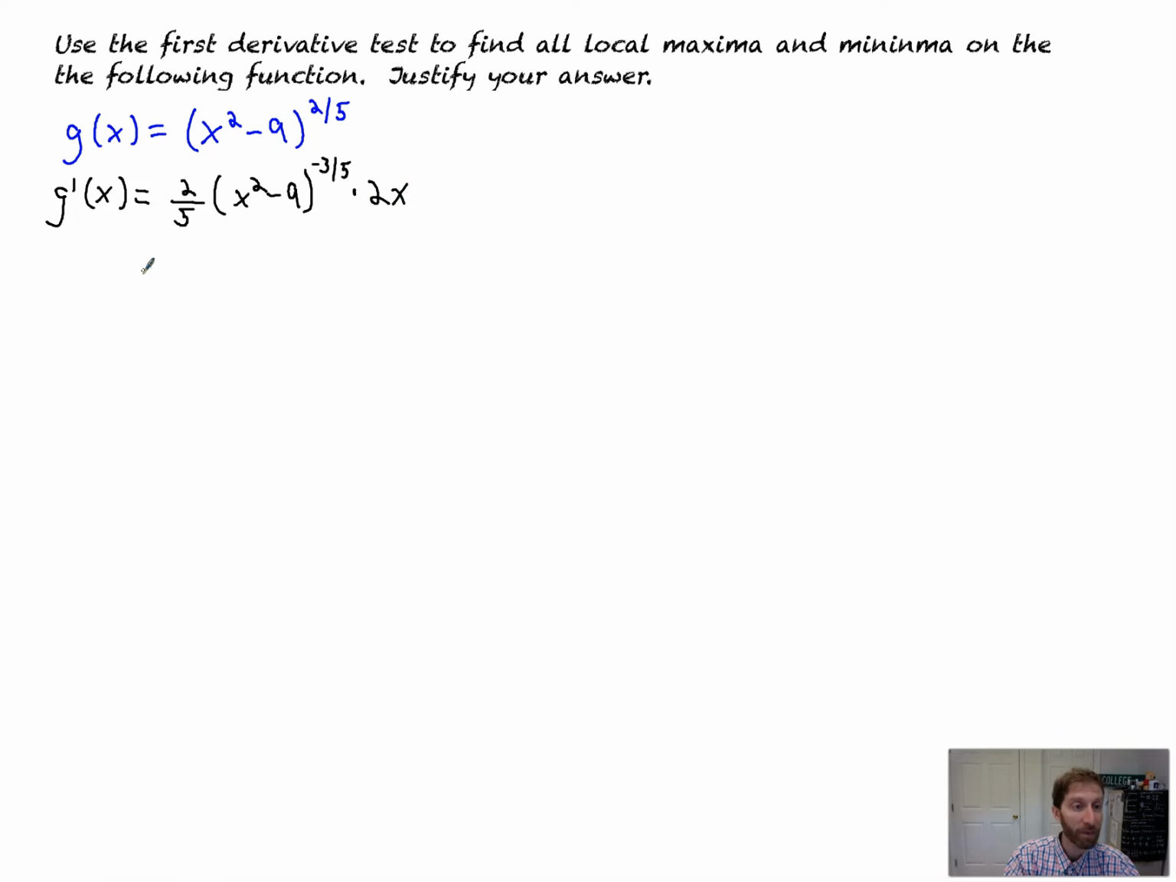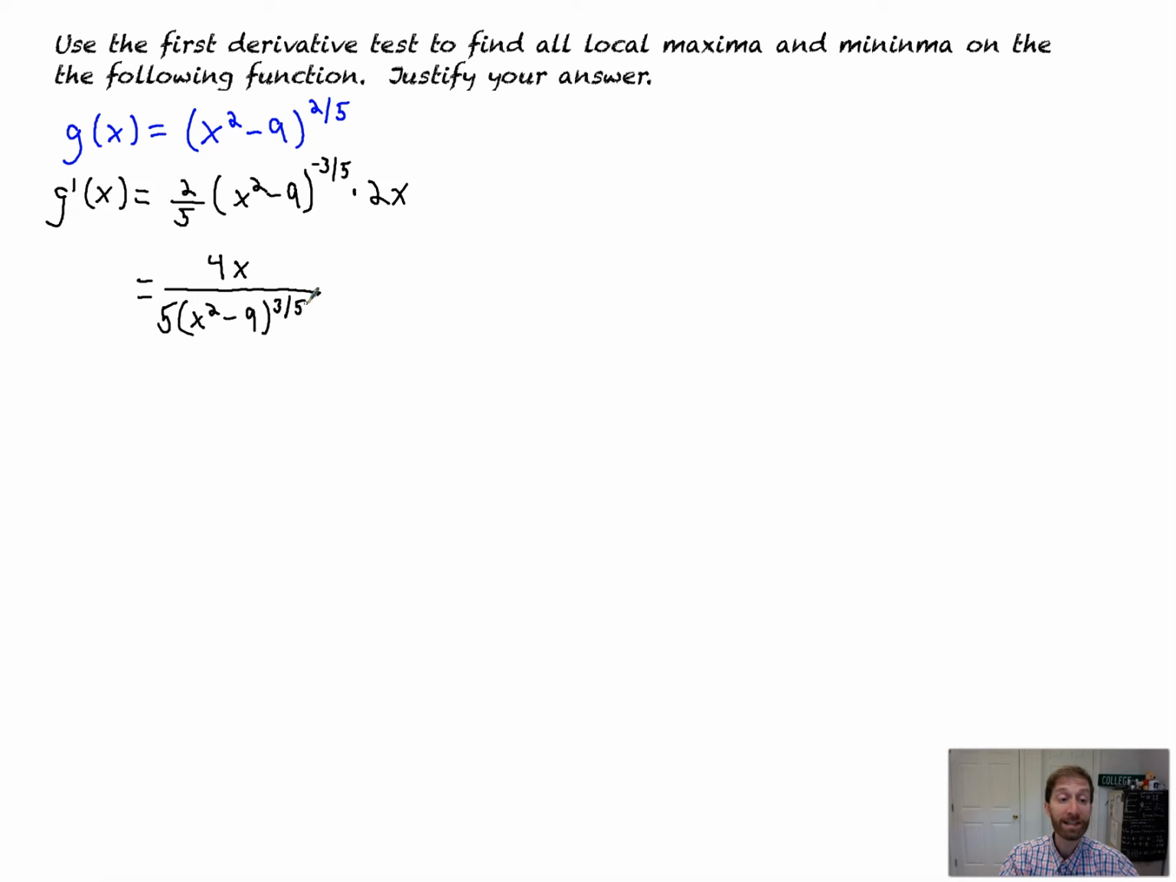Nice. And now from here, what I'm going to do is rewrite this in such a way that I don't have a negative exponent, because I'm setting everything equal to 0. 2 times 2x is 4x all over x squared minus 9 to the 3/5. Beautiful, I do say. That's a terrible accent, whatever it was supposed to be. Don't forget the 5 that goes down there.